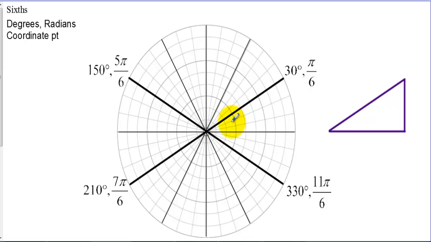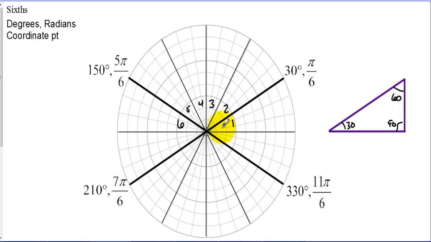If we cut pi into 6 pieces, 1, 2, 3, 4, 5, 6 pieces, then we have 1 pi over 6, 2 pi over 6, that's the pi over 3, 3 pi over 6, that's the pi over 2, and 4 pi over 6 is the same as 2 pi over 3. So here's a true pi over 6, 5 pi over 6, 6, 7, 8, 9, 10, there's 11 pi over 6, and then back to 2 pi. Well, this now is a 30, 60, 90 right triangle.